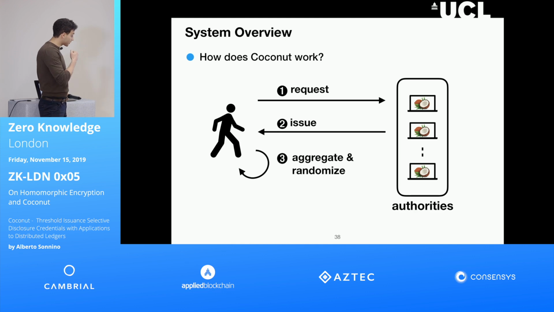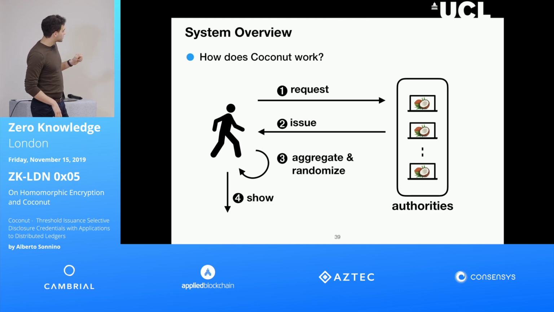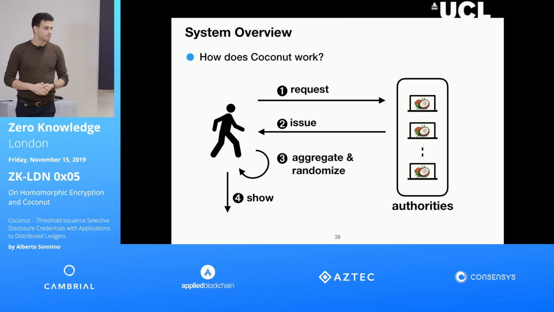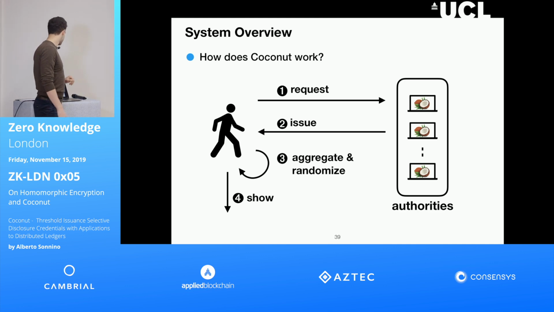And yeah, so you aggregate your credentials, and you randomize, and you can show them. It's a bit misleading because you should randomize the credentials every time you show them, not just once. But basically, that's the high-level process.